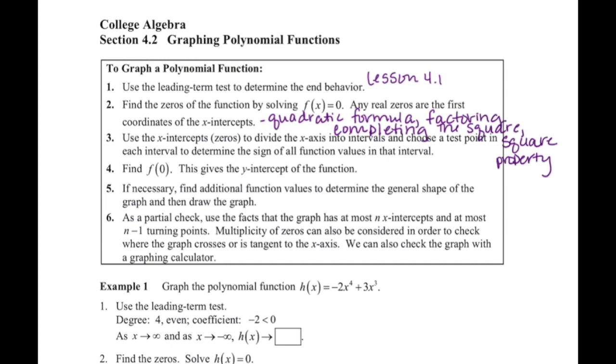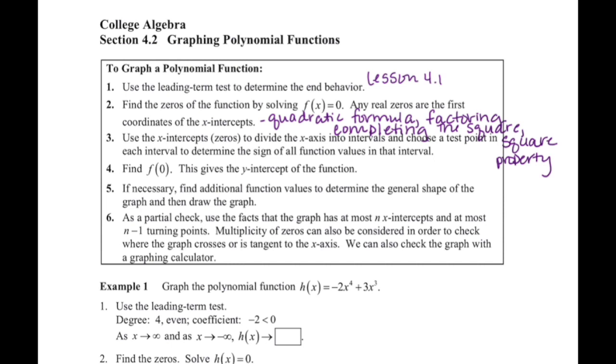We're going to use those x-intercepts in order to divide the x-axis into intervals and choose a test point to determine if we're going to be above or below the x-axis. We're also going to find the y-intercept, where our graph crosses the y-axis. If necessary, we may need to find additional points so that we can get the general idea of what our shape will look like. And as a partial check, we can use the facts that the graph has at most a certain number of x-intercepts and at most a certain number of turns.